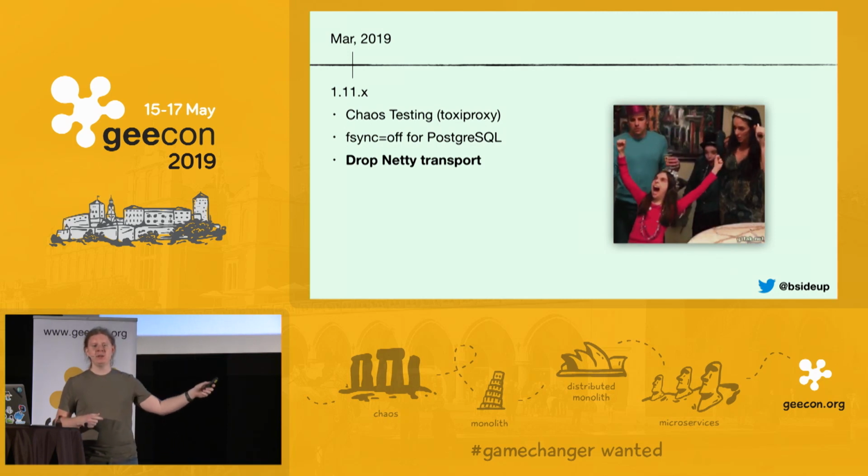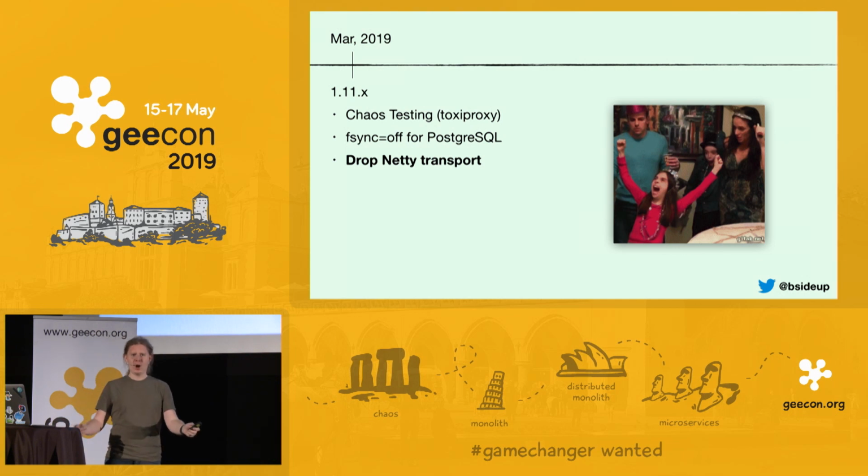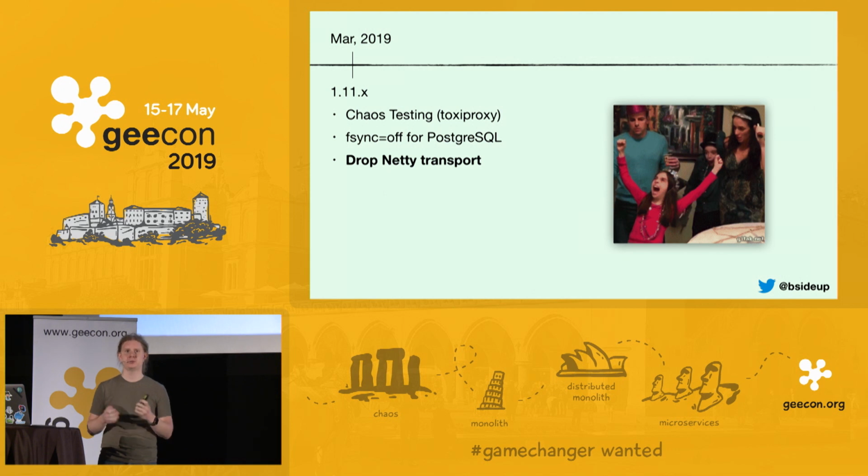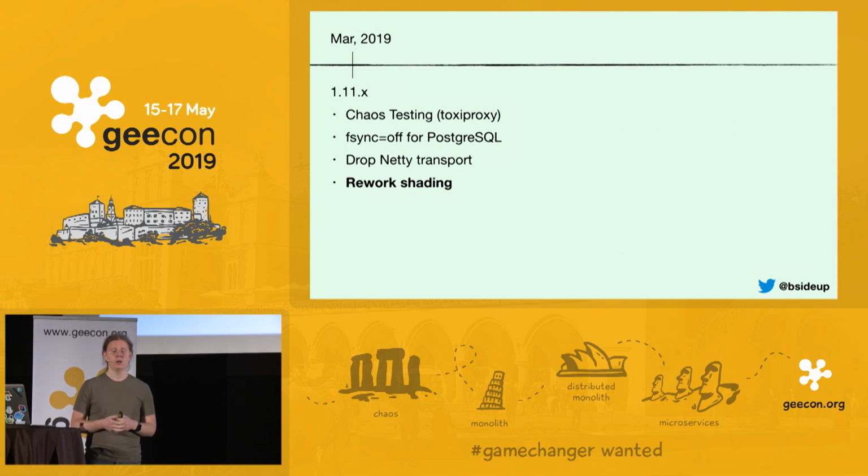The girl was me, the rest, like the family, was the rest of the community. They were like, why, what happened? But we did drop Netty. Nobody noticed, actually, but some noticed who were having issues with Netty and Netty dependency. Apparently, OkHttp can solve any use case we have. It's much more lightweight. We shade it, and yeah, minus 5 or 6 dependencies just by removing Netty. We did rework shading as well.